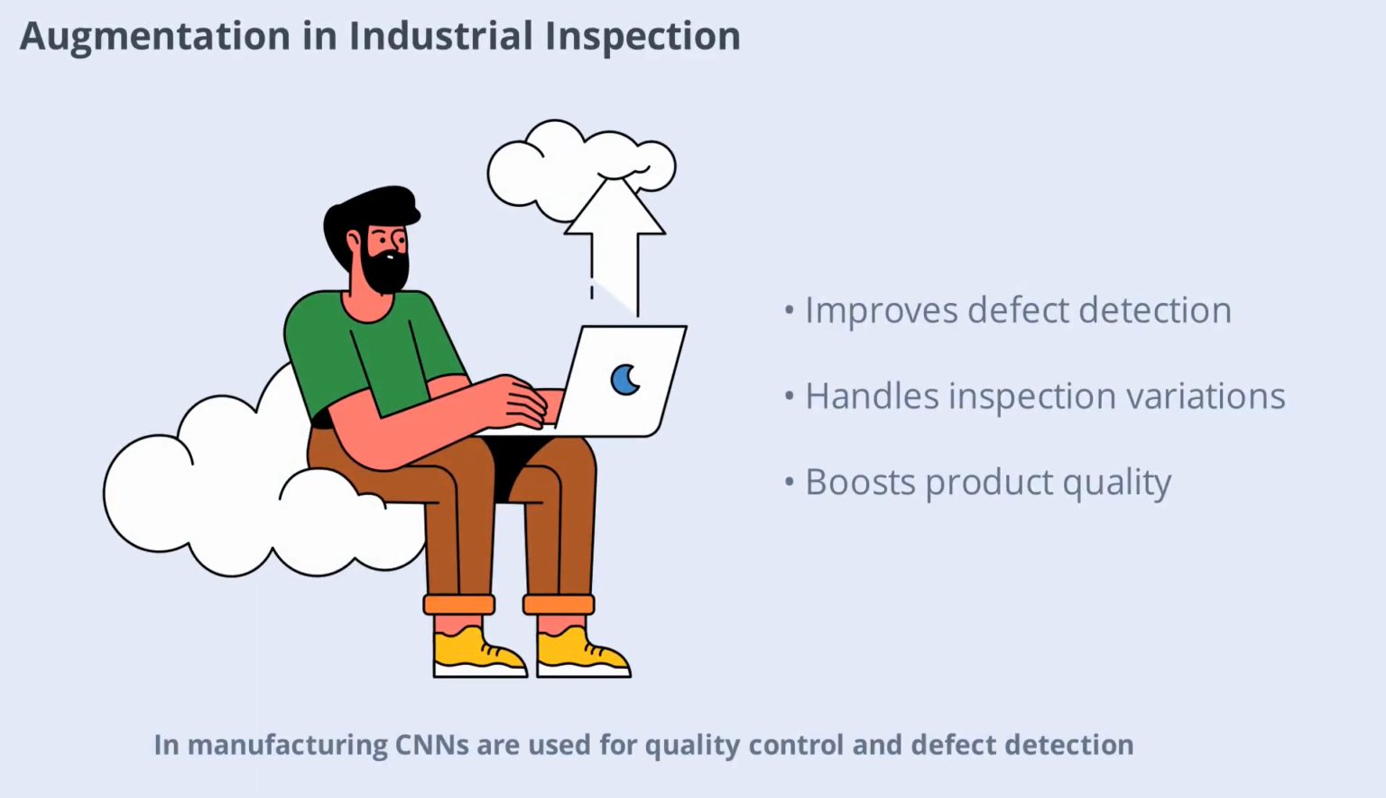In manufacturing, CNNs are used for quality control and defect detection. Data augmentation helps these models recognize defects under different conditions, such as varying lighting, angles, and backgrounds. This leads to more reliable inspections and higher product quality, reducing waste and improving efficiency.